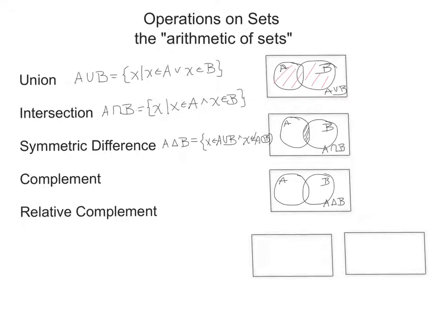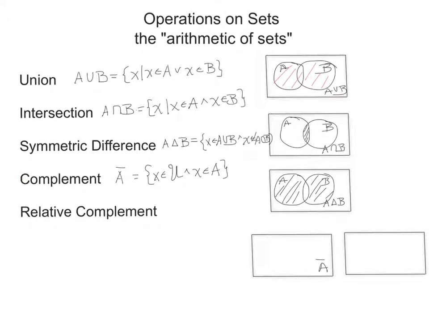Next is our symmetric difference, A symmetric difference B, written with this little triangle. I actually don't use this a lot, but sometimes it comes up in the book. So X is in A union B, and X is not in A intersect B. So the symmetric difference is going to look like everything in the union, but you take out the intersection here.